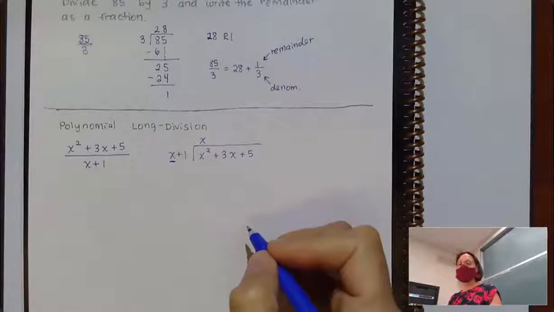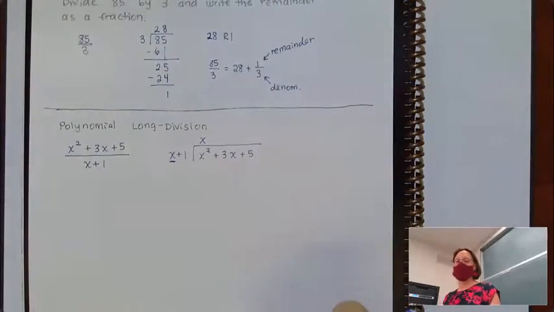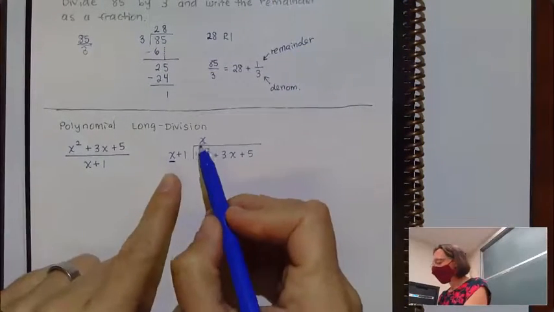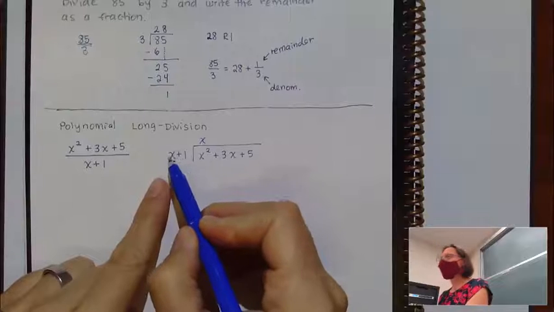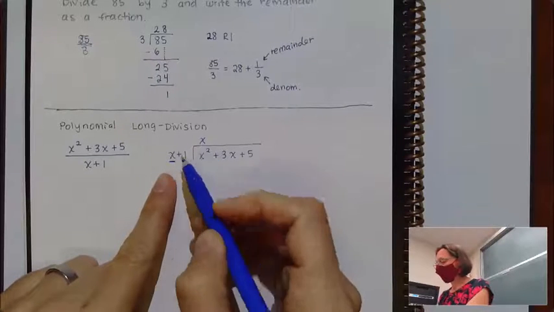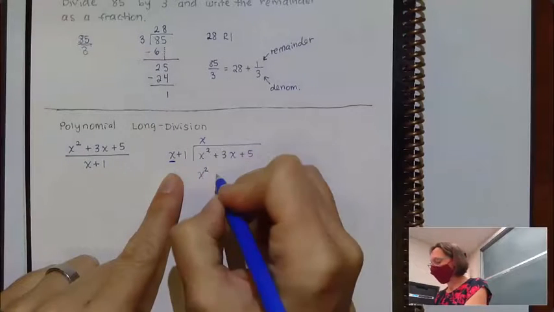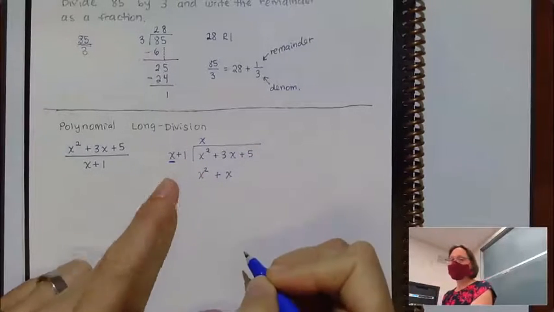And when we do the multiplication here, the one thing that's a little bit different, we didn't have to encounter it up there, is I'm going to multiply that x by both pieces of my denominator. So when I multiply this down, I'm going to have x times x and get x squared, and x times 1 to get an x.